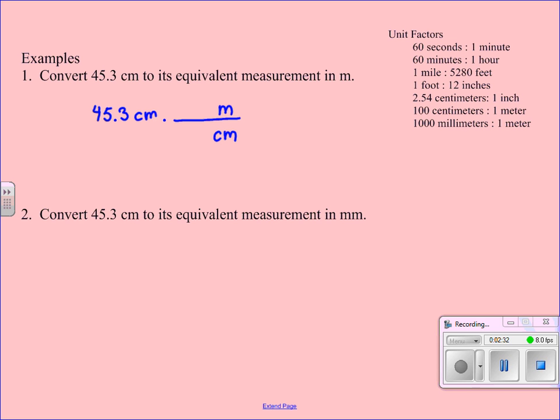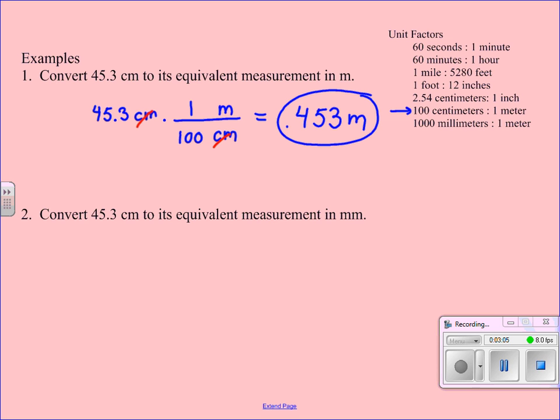Now I just look for the unit fraction that I'm looking for, and right here I've got centimeters to meters. So in 1 meter, there are 100 centimeters. What happens is these centimeters cancel, the meters are left, and now when you multiply straight across, the 45.3 times 1 obviously stays 45.3. And then on the bottom, we've got 100. So we end up dividing that out, and we get 0.453 meters.